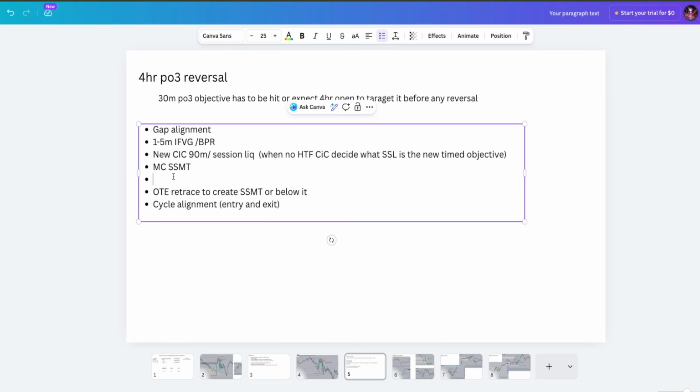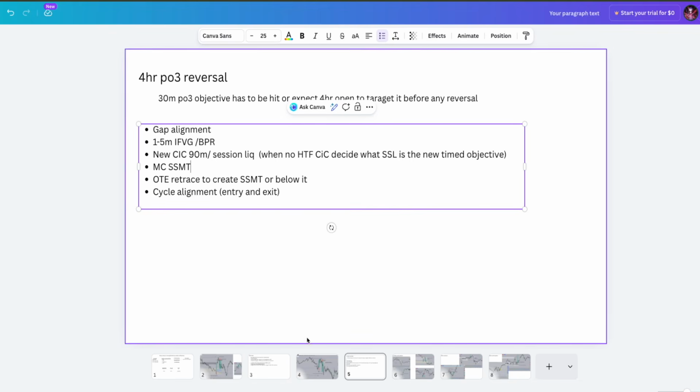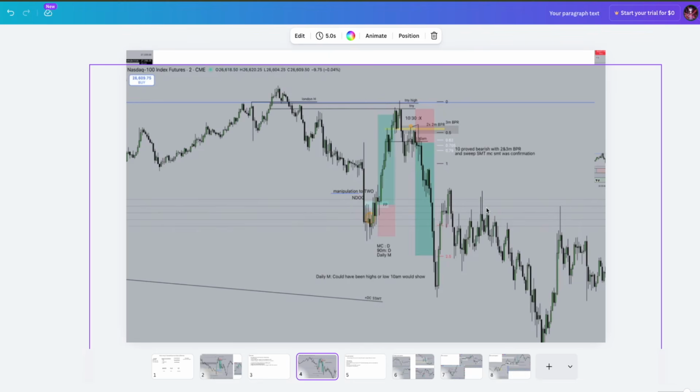CISD, that's kind of a given. CISD, you don't have to wait for it to happen. ICT said that an IFEG is a CISD. And if you're looking at our opening for 10 a.m., then usually the first inversion for value gap is our CISD for that wick. So that's what happened here.